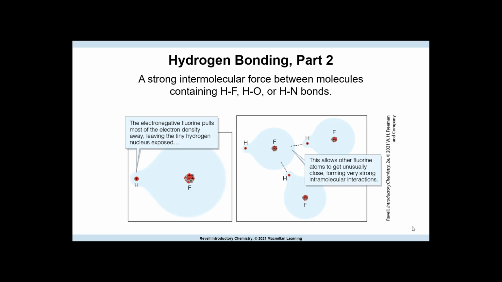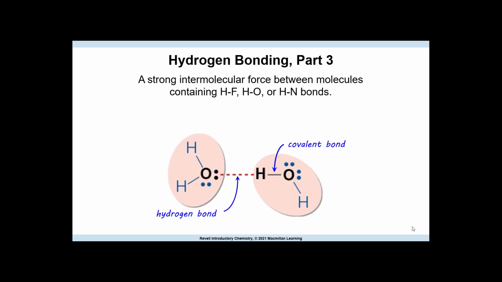Slightly negative atoms, F, O, or N, can get exceptionally close to the naked positive of the hydrogen, nearly as close as a covalent bond. The result is an unusually strong intermolecular force. It's important to recognize that for hydrogen bonding to occur, the hydrogen must interact with two different electronegative atoms.